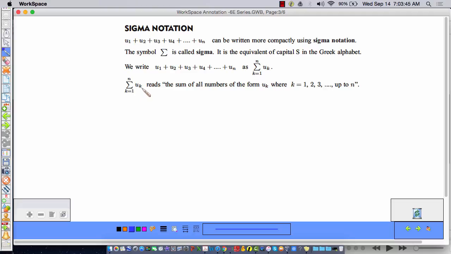So how does that work? Well, we start at 1 right here and say it's u sub 1 plus u sub 2. After 1 we go to 2, and we just keep counting up. If this were a particular number like 4, from k equals 1 to 4, then we would stop right there. But to n, that's going to be infinite unless we have something very specific.